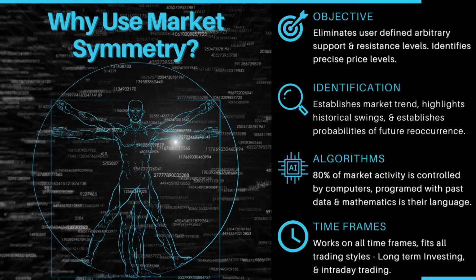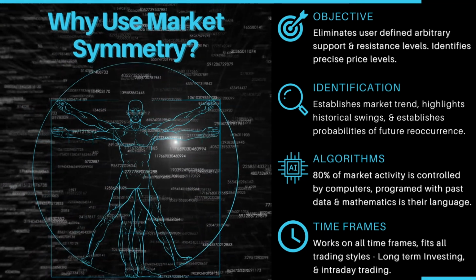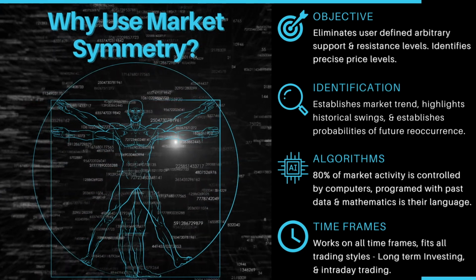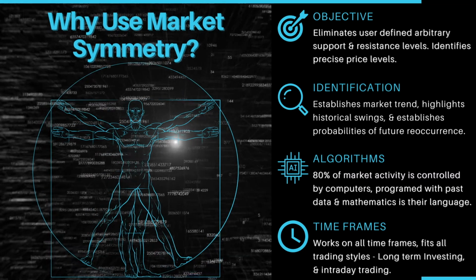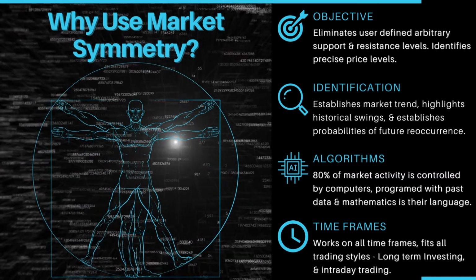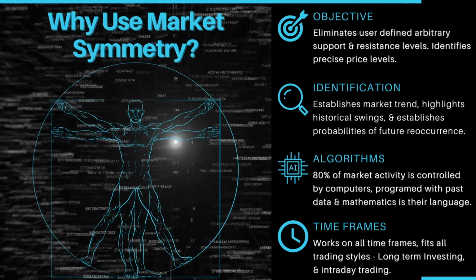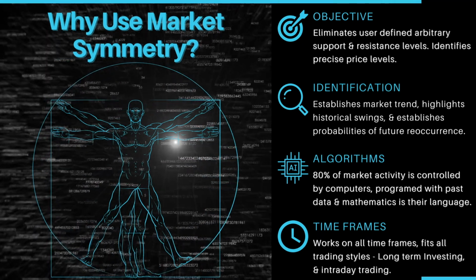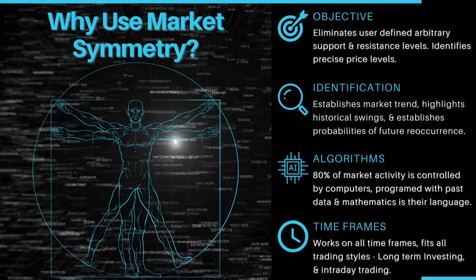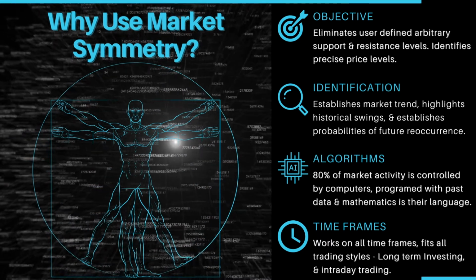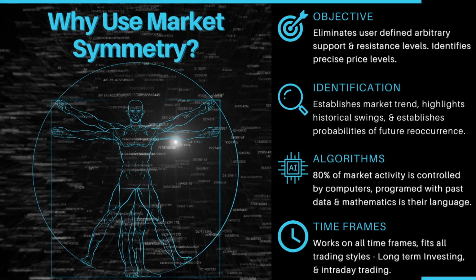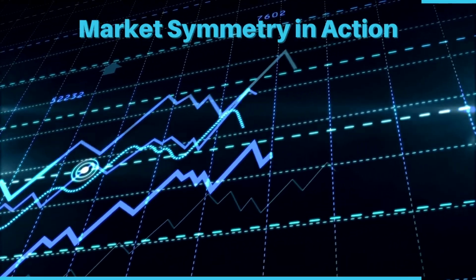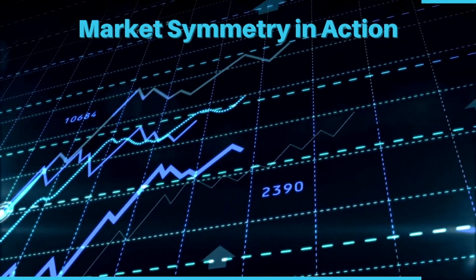Symmetry also provides you with an identification of the trend. It gives you an idea of what the character of the market is. Symmetry is created from using past historical market data, which is purely objective and market defined. And algorithms use this data. Mathematics is their language. If you review the S&P 500's history, you'll see symmetry pop up over and over. This works with all trading styles because it works on every time frame. Before learning how to use market symmetry with your trading, let's see it in action.